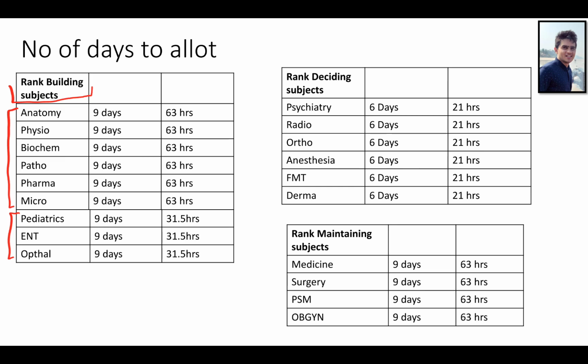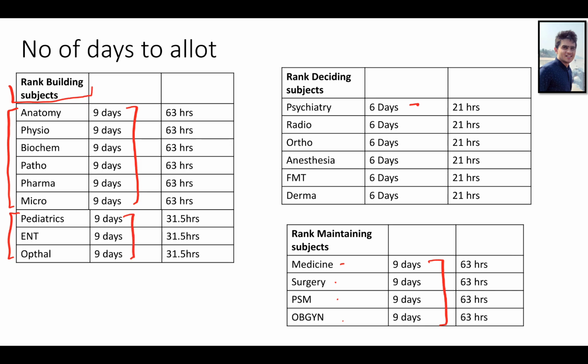So we are going to allot nearly 9 days each for anatomy, physio, biochemistry, patho, pharma, and micro. I will explain the hours in the next slide. So what are we going to give? 9 days each for first and second prof subjects, 9 days each for rank-maintaining subjects, which are your major subjects: medicine, surgery, PSM and obs-gynae. 6 days each for the short subjects and 9 days each for pediatrics, ENT and ophthalm.